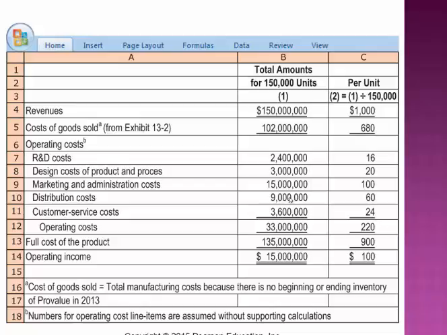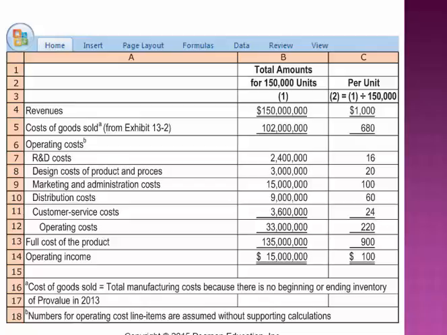We spend $2.4 million a year on research and development. We have $3 million in design cost of the product and the process that we go through to manufacture it. And they're missing an S here. That needs to be corrected, but I can't correct it myself. I can't go in and alter their slides. Marketing and administration cost, $15 million. Distribution cost, $9 million. Customer service cost, $3.6 million.